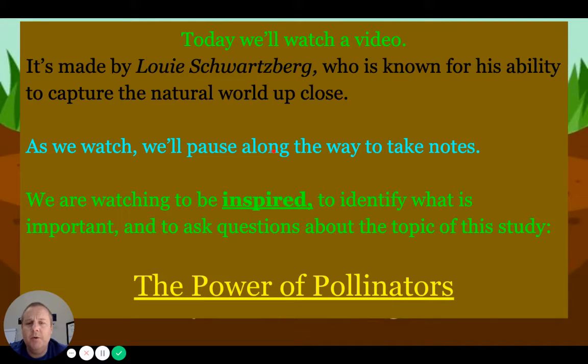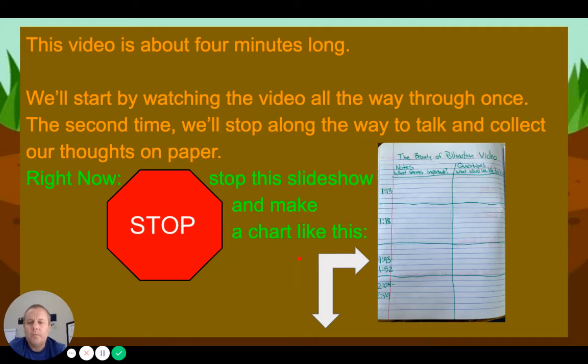As we watch, we'll pause along the way to take notes. We are watching to be inspired, to identify what is important, and to ask questions about the topic of this study. The power of pollinators. That's the topic of our whole study for this whole unit, the power of pollinators. The video is about 4 minutes long. We will start by watching the video all the way through once. The second time, we'll stop along the way to talk and collect our thoughts on paper.